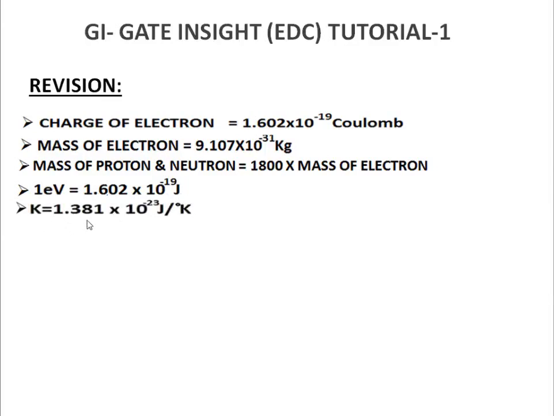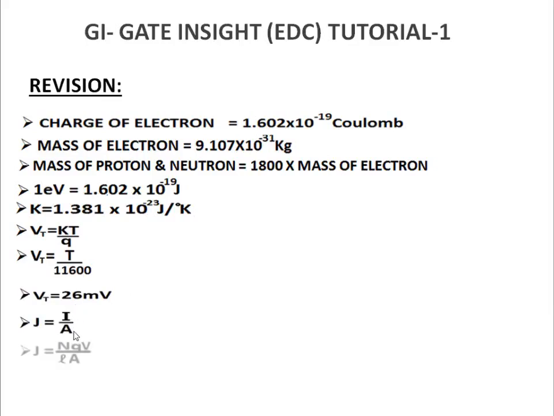K is the Boltzmann constant, that is equal to 1.381 into 10 to the power of minus 23 joule per degree Kelvin. We have the relation of Vt. Vt is equal to KT divided by Q. K is the Boltzmann constant, T is the temperature, and Q is the charge. And Vt can also be written as T divided by 11,600, that we get by division of Q divided by K. And Vt is equal to 26 millivolt at room temperature, when T is equal to 300 Kelvin. And current density J is equal to I divided by A. I is the current, A is the area.